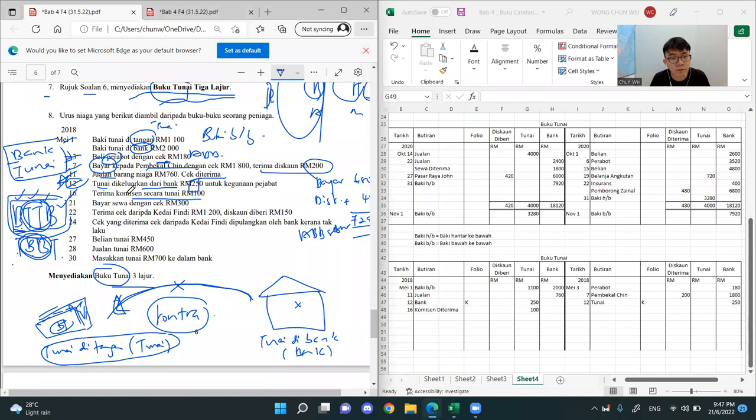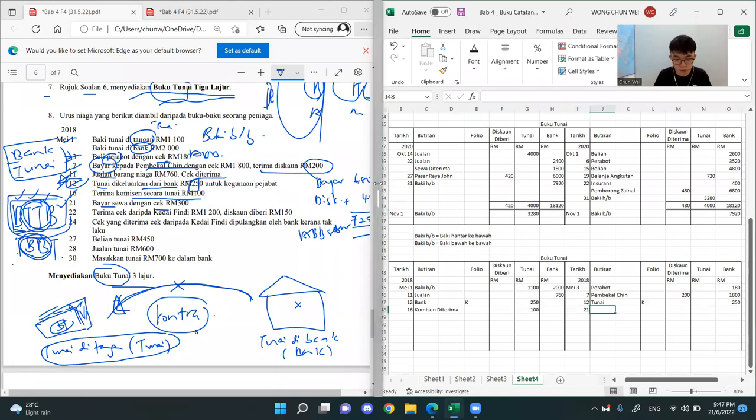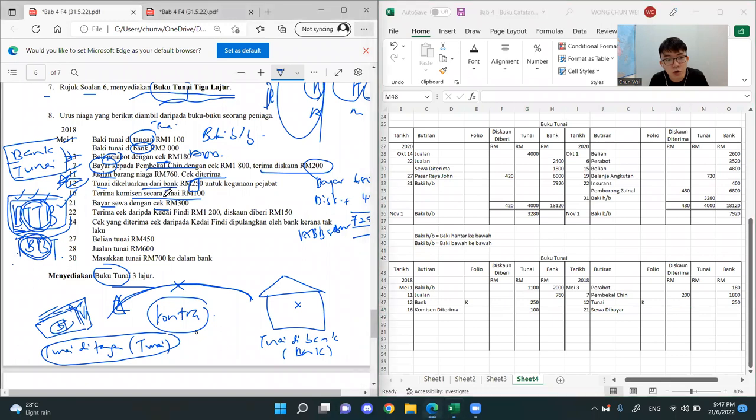Okay, after 16, then 21. Bayar dengan check. So memang kredit lah, pembayaran. So 21st. So bayar apa? Bayar sewa. So this will be called sewa dibayar. So sewa dibayar secara apa? Secara check, right? Dengan check. So dengan check will be under bank. How much? 300 ringgit.